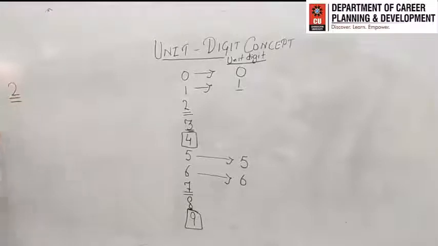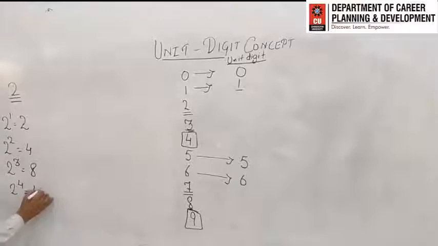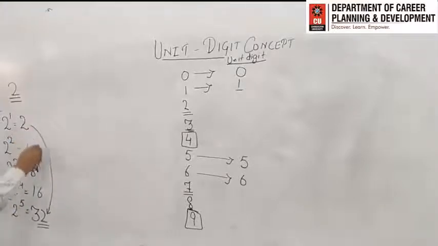Firstly for 2. Whenever the number ends with 2, 2 to the power 1 is 2, 2 to the power 2 is 4, 2 to the power 3 is 8, 2 to the power 4 is 16, and 2 to the power 5 is 32. So the unit place is repeating after a cycle of 4. After every 4 numbers, the unit place will keep on repeating. It will be 2, 4, 8, 6, then again 2, 4, 8, 6 and continuously.